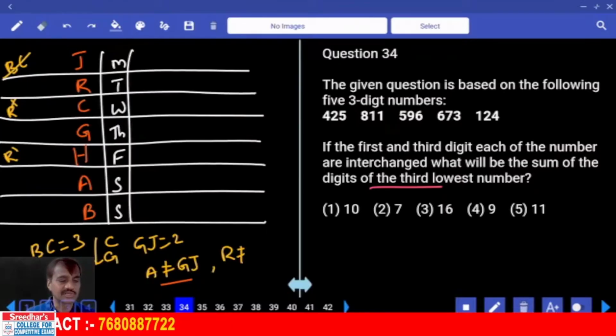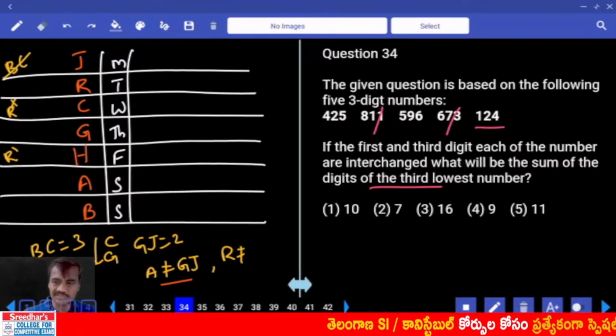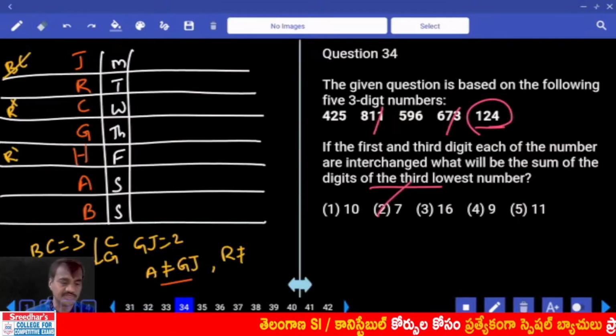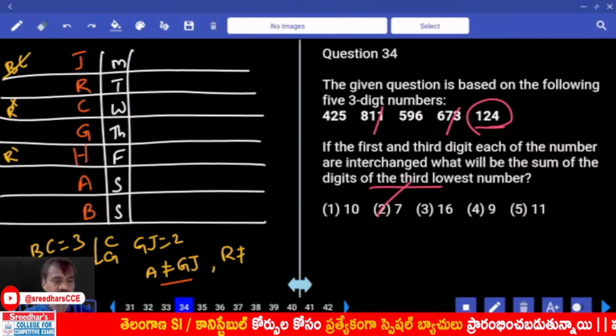Now which digit is coming to the first place? Third digit. Among the third digits we need to find out the third lowest. Now among the third digits, this is the first lowest, this is the second lowest, and this is the third lowest. Then what is the sum of these? 4 plus 2 plus 1, 7, that is choice 2, 34. Got this? The next one, 35.